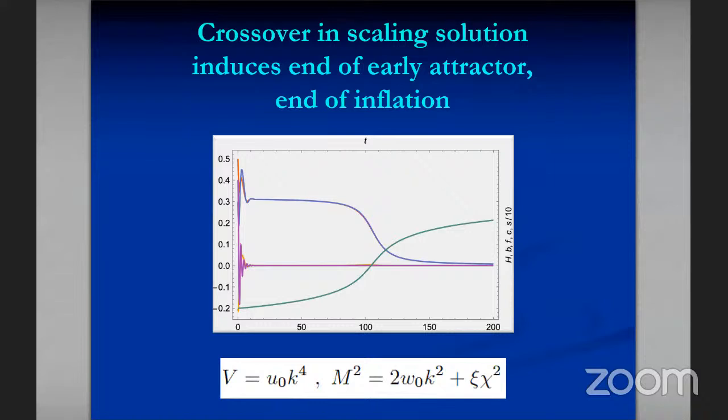So you have these simple coupling functions, you insert that, derive field equations, solve them, and then you get typical solutions where in early times, arbitrary initial conditions approach this scaling solution with a constant Hubble parameter. These scaling solutions end whenever the field chi has grown large enough. Crossover in scaling solutions induces the end of the early attractor. We are now at the point where m squared is dominated by chi squared.